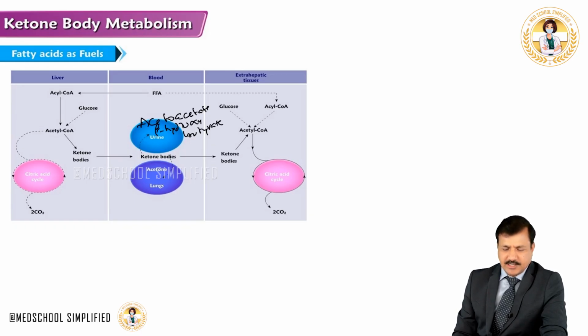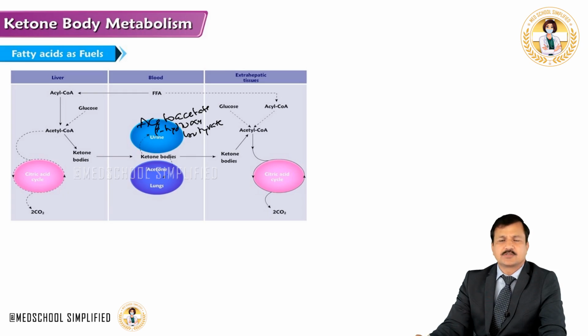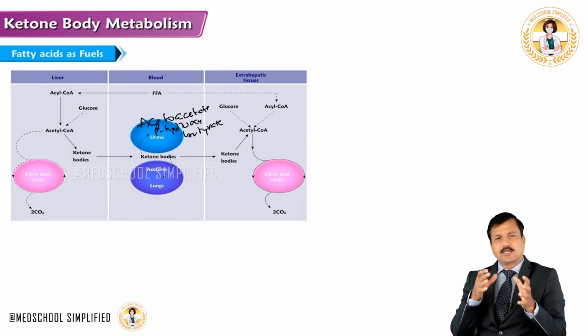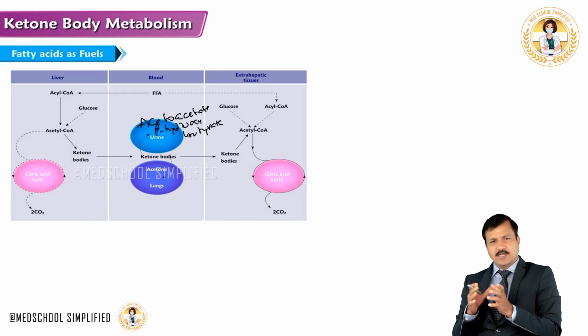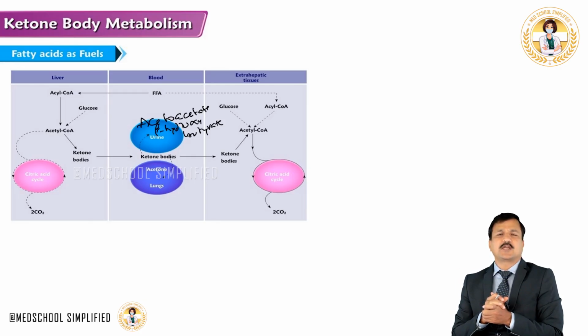Now this acetoacetate and β-hydroxybutyrate in the blood can be taken up by the extrahepatic tissues, and in the extrahepatic tissues acetoacetate and β-hydroxybutyrate can be oxidized into acetyl-CoA, and the acetyl-CoA can get into the TCA cycle of extrahepatic tissues and will be completely burned into carbon dioxide. And this is in brief how ketone bodies are synthesized, how they are sent out into the blood, and then how they are used by the extrahepatic tissues.